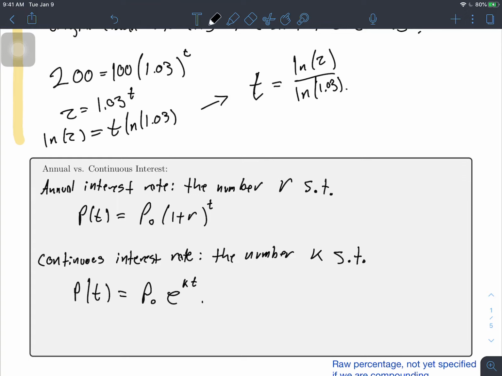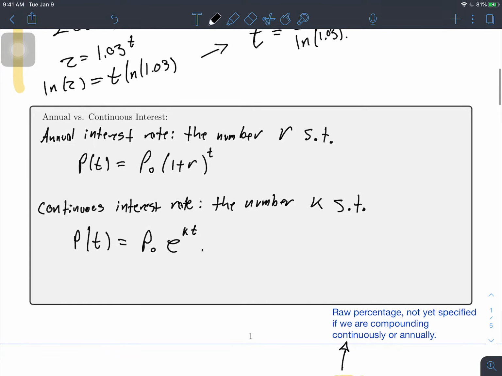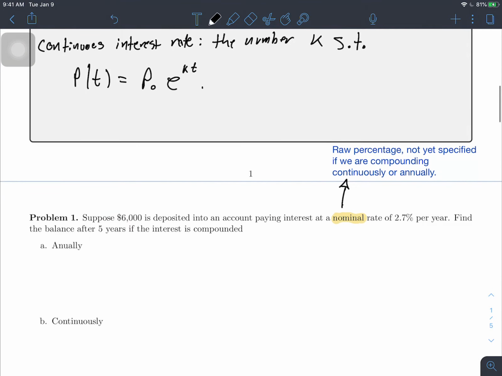Okay, so this goes back to those two different forms of exponential functions, where we can have e as the base or we can have a as the base. So that's the difference between annual interest rates and continuous interest rates. So let's jump in and apply these definitions.